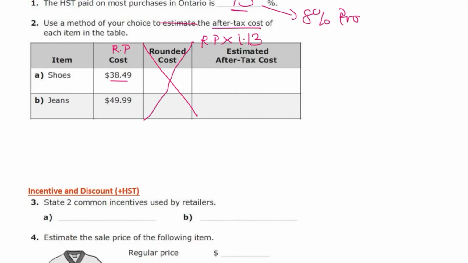38.49 times 1.13, which gives us $43.49. So for jeans, if this is the regular price, to find the after-tax cost, you multiply this particular regular price by the 1.13, and you're going to get $56.49. So that is how to determine how much you're going to pay if the regular price for a particular material is given. So this is not including discount.